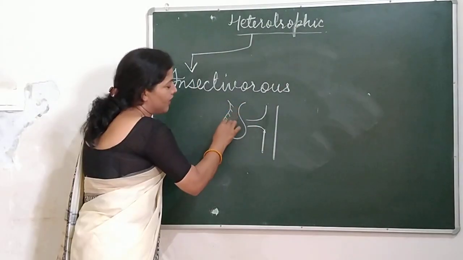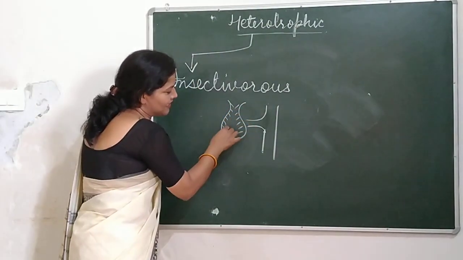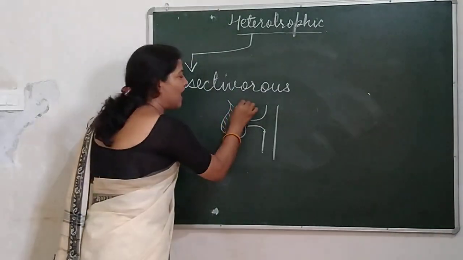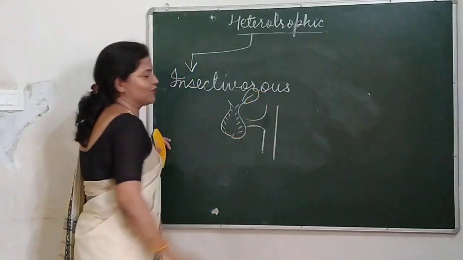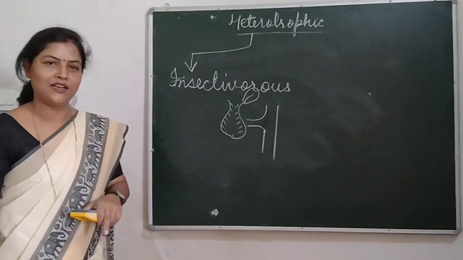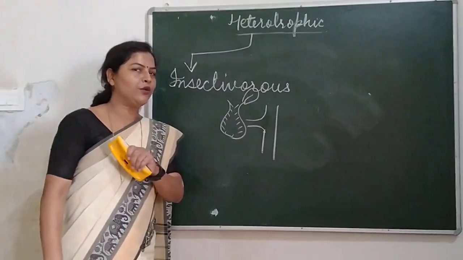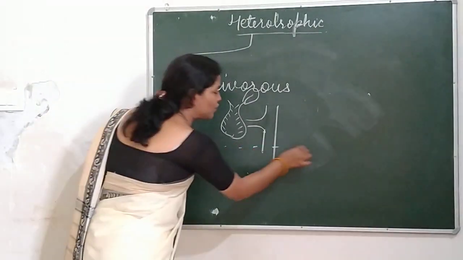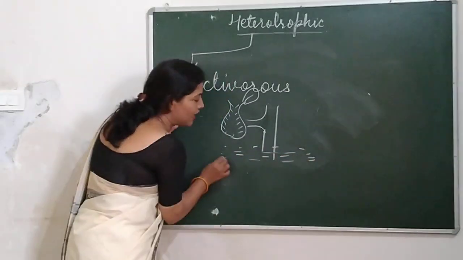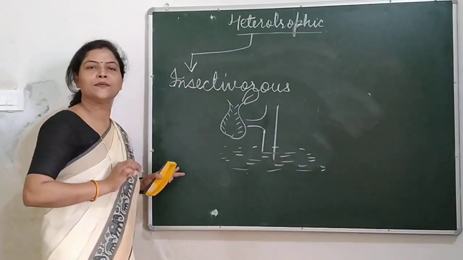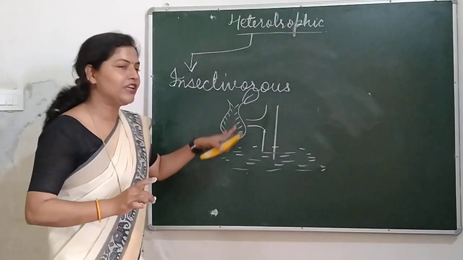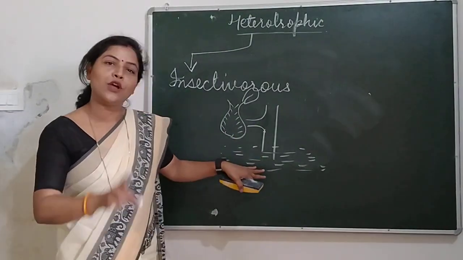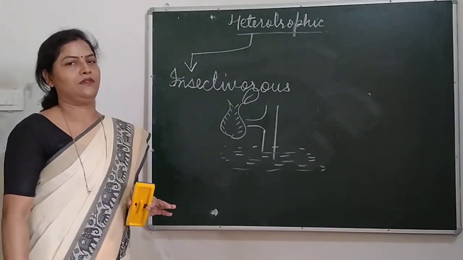They have hair projections inside their pitcher, and they have a lid also, covering. But where do they grow? They grow on damp soil. Wherever they grow, these damp soils are lacking nitrogen.